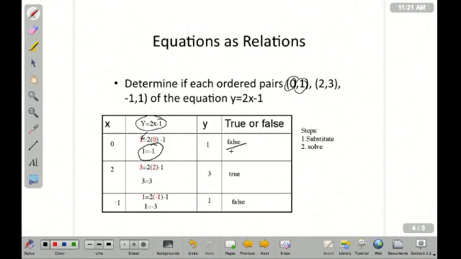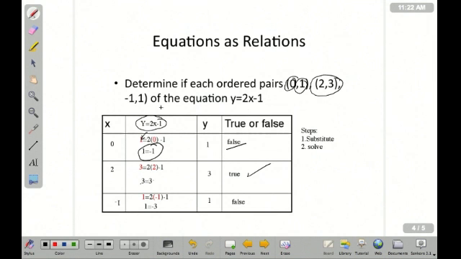That point is not part of this equation. So we plug in this value, 2, 3. Again, we substitute our x's and our y's, and we simplify. 2 times 2 is 4, 4 minus 1 is 3, and 3 does equal 3. This is a true equation. This point does work with this equation.